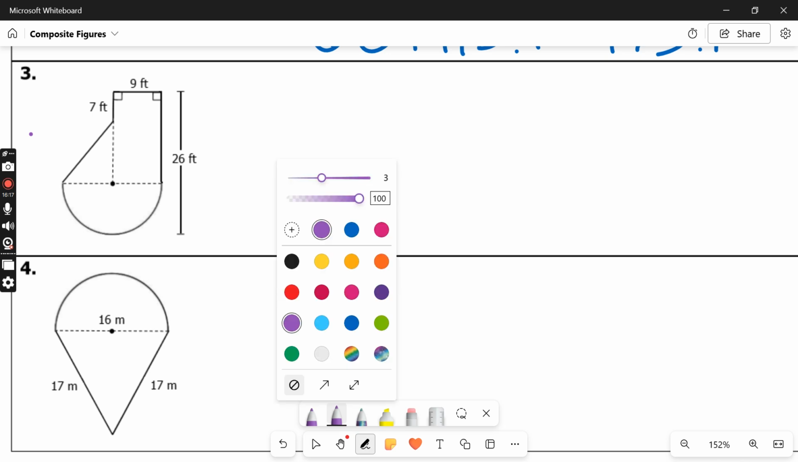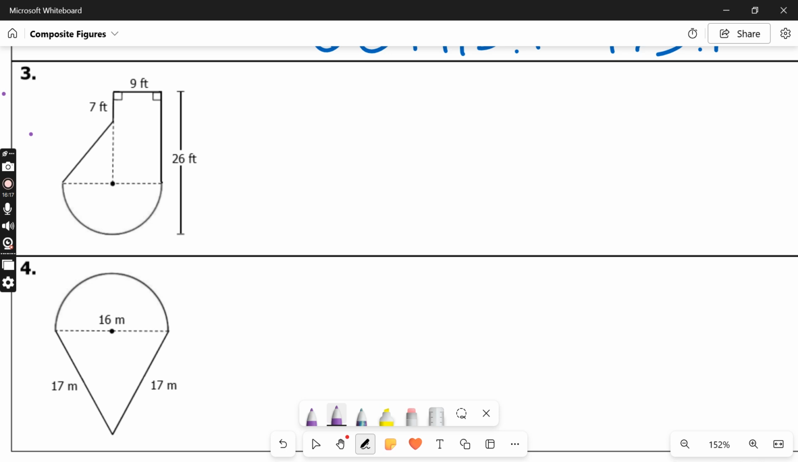Okay, so back to composite figures. So again, this one has kind of the dotted lines to show you. And this time we have 3 sections. We have what looks like a rectangle, a triangle.